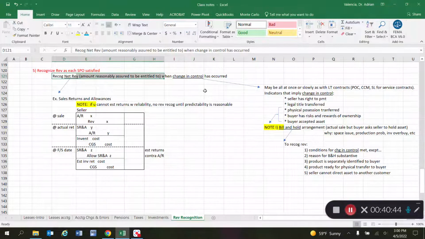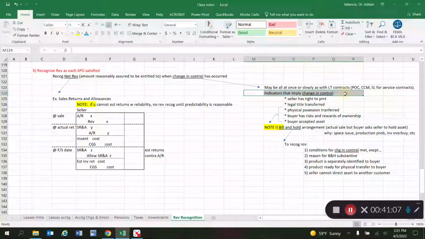And here are some attributes that might indicate that there's change in control. And by the way, this revenue recognition is for each separate performance obligation. So each separate performance obligation will be recognized slowly. In terms of long-term contracts, this is a process that is done slowly. So what are some indicators that imply change in control?